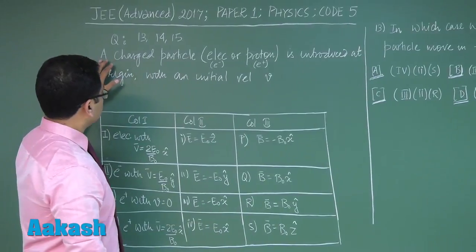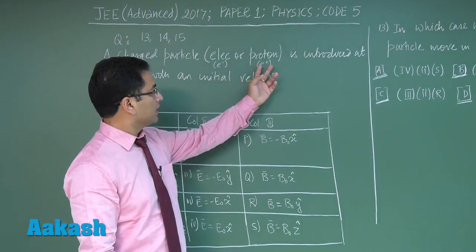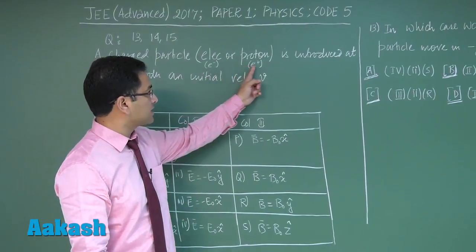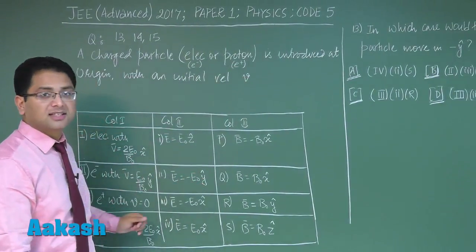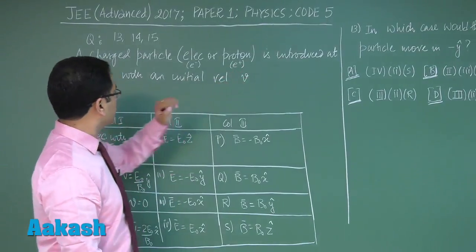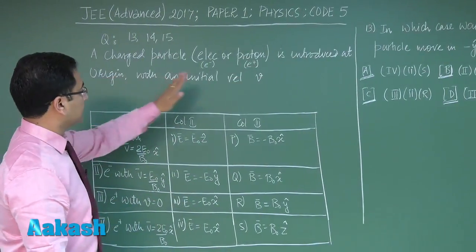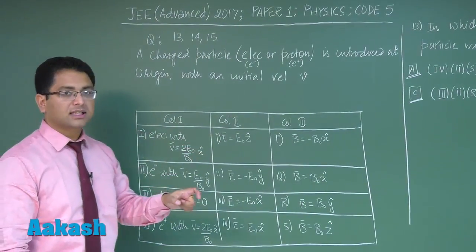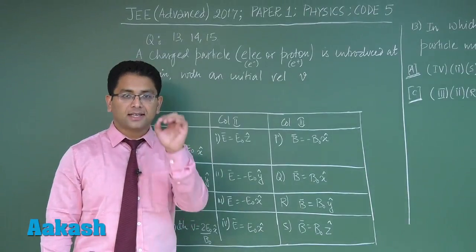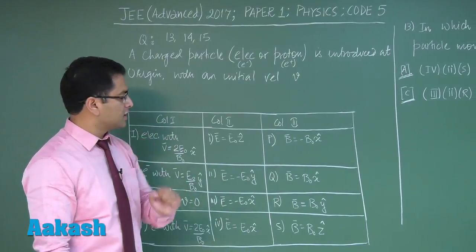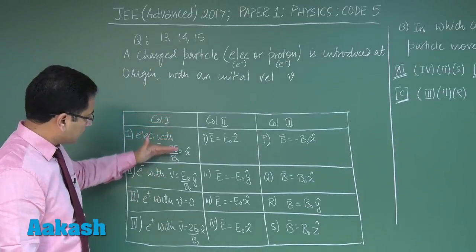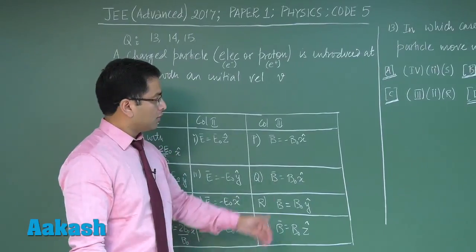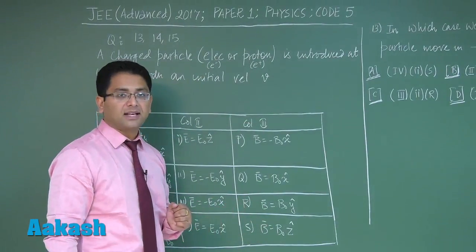The question is, a charged particle, electron or proton, and I would be representing in my shorthand way later on, electron as e minus, proton as e plus, just to make it space effective, is introduced at origin with an initial velocity v. That is, the charge under consideration could be either electron or proton, and it has been thrown at origin with initial velocity v. Column 1 gives the cases. Column 2 gives the value of electric field and column 3 gives the value of magnetic field.